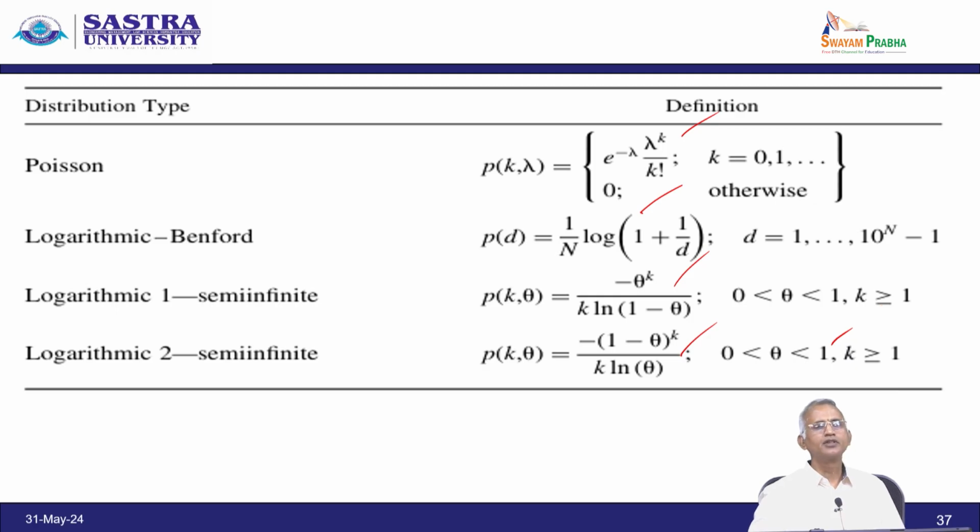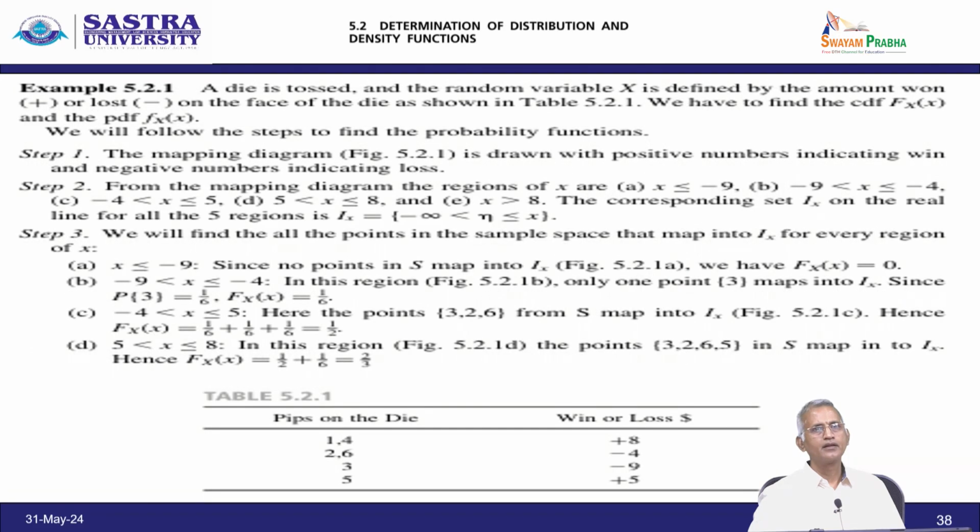So, these distributions we have to remember and solve, so that you can understand the problems related to the mean and variance corresponding to the distribution function. Now, we have a topic, determination of distribution and density function. We have already discussed the theory, and we have to see some more examples and corresponding problems.